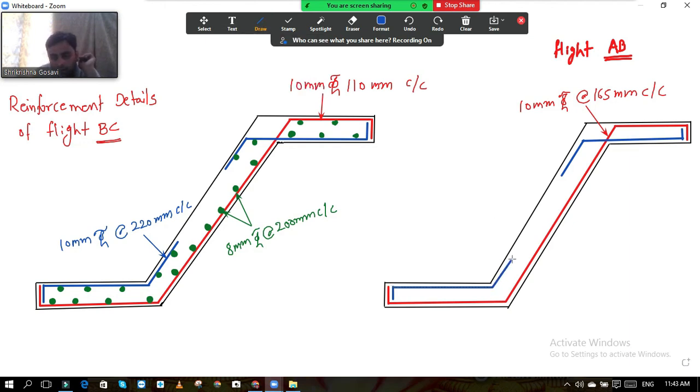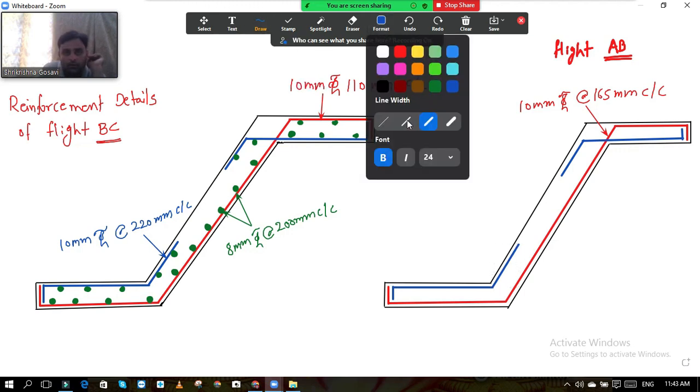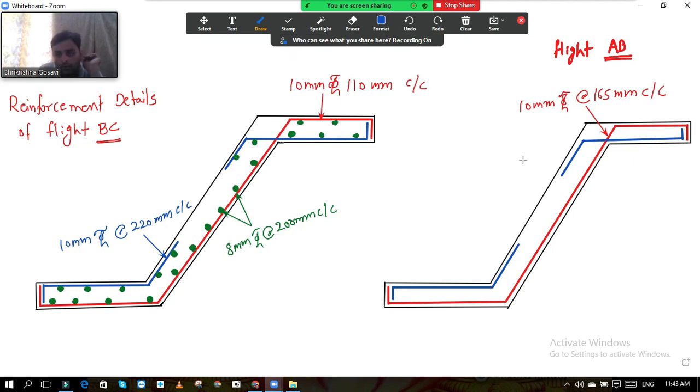So this is the top extra bar. Center to center, it is 165, so it means 330. Here it is 10 mm. So 10 bar about 330 center to center.